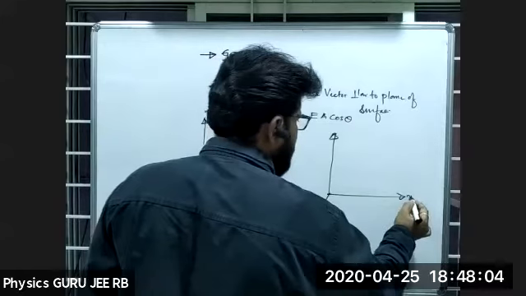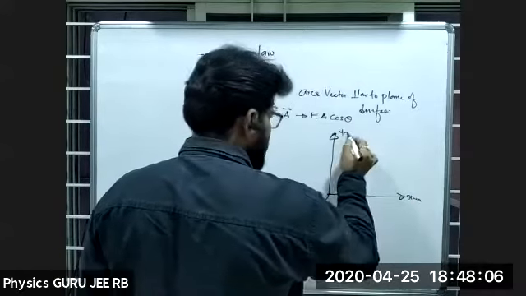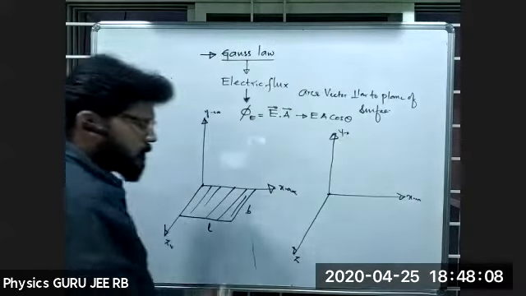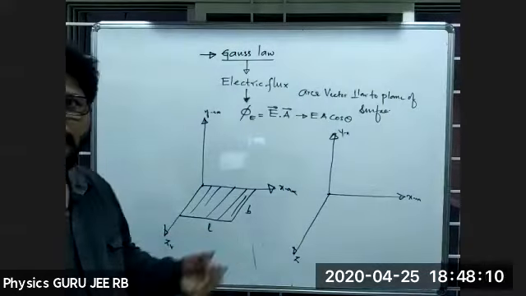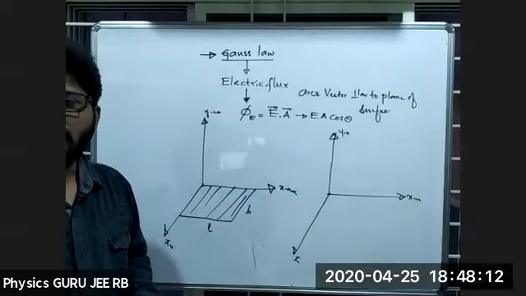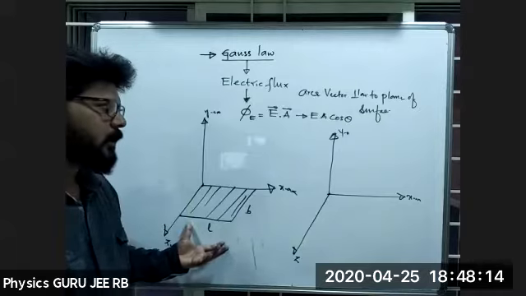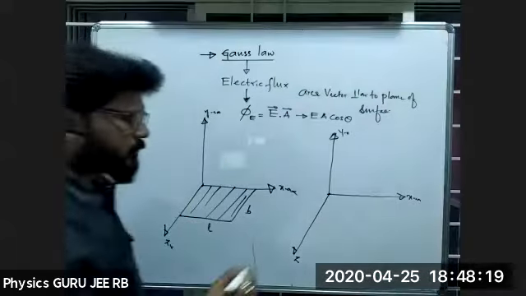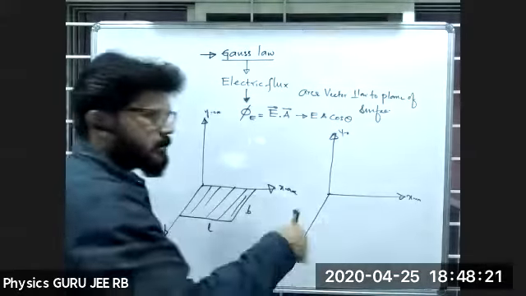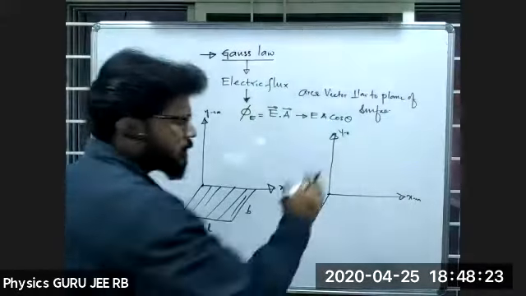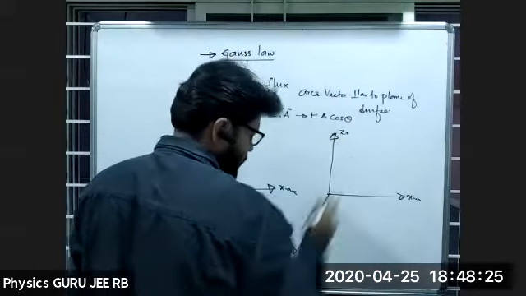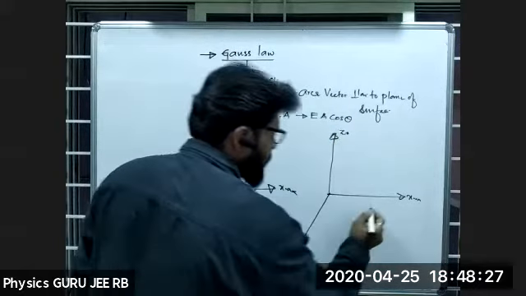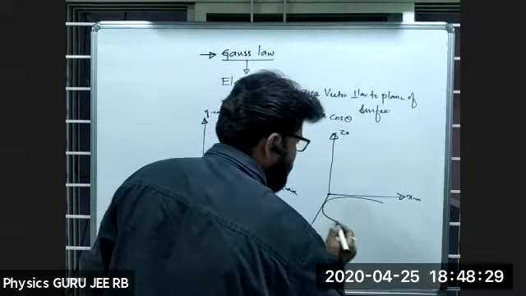On the x-axis, y-axis, z-axis, it's nothing but a rectangle, L into B, and we want a direction. Without direction, it is nothing but a scalar only. We require direction for it. Let me take this as the z-axis. This is the z-axis, this is the y-axis. Just saying.